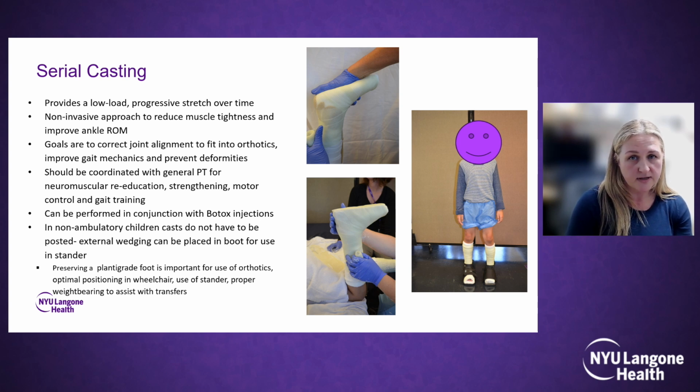It's important with non-ambulatory children to also maintain a plantigrade foot because you want them to fit into their orthotics so they have optimal positioning when in the wheelchair, when using their stander, and they're able to get proper weight bearing to assist with transfers. And as Mara said, it's really important to use knee immobilizers and to stress standing and walking if they are ambulatory, because this is a 2-joint muscle and we want to get that knee extension to really get the stretch on the gastroc and not just the soleus.